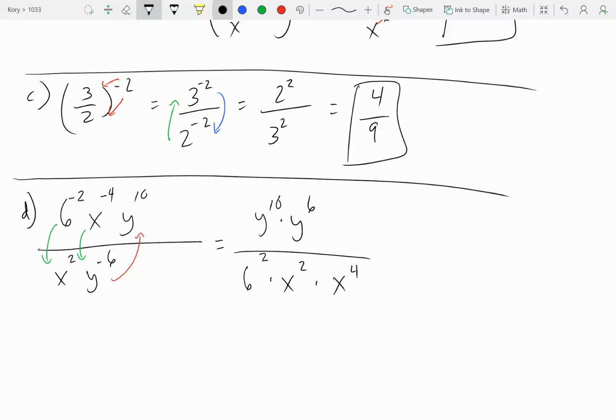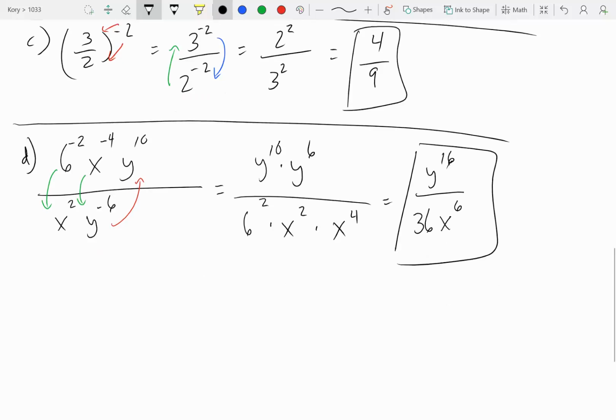Now we want to combine like terms. So we have y to the power of 16. We have 6 squared, which is 36. And then x squared and x to the 4th is x to the 6th. We cannot do any simplifying here, so that is our final answer.